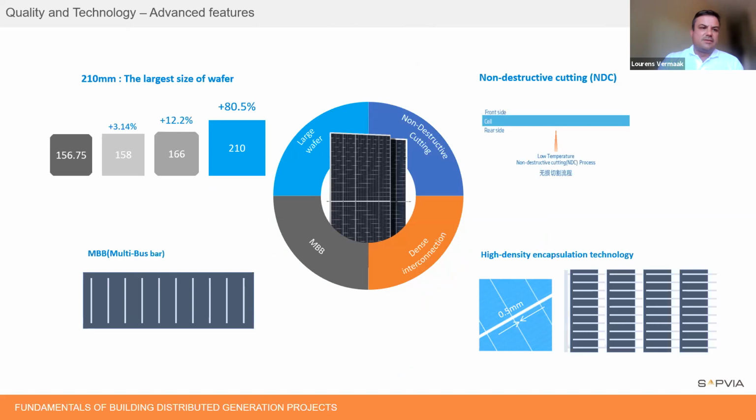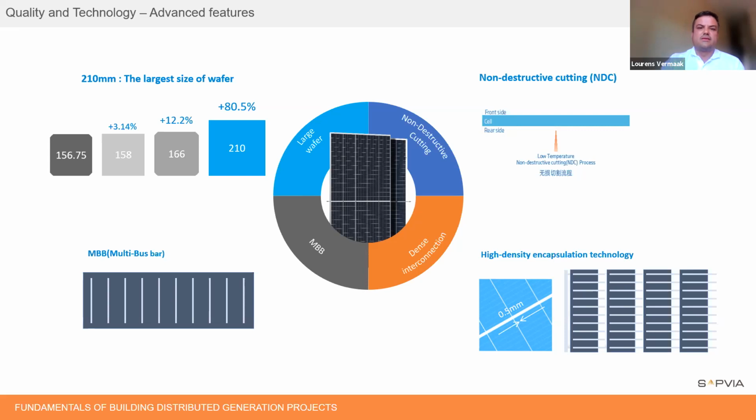Not only do we focus on quality, but we also focus on the technology that we bring to the market. In the last 18 months we've introduced new technology, which is the 210 millimeter wafer. It's a larger wafer than what we are used to. If you look at the trend, about 2 years ago the industry was working on 156.75 or 158 millimeter wafers. In about 2018 it increased to about 166 millimeters. And since mid-2019, Trina Solar started looking at the 210 millimeter wafer. That is one of the advanced features of our technology.